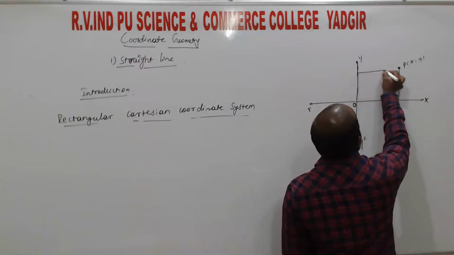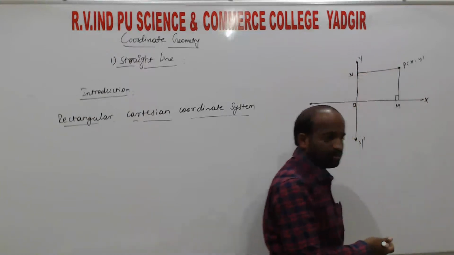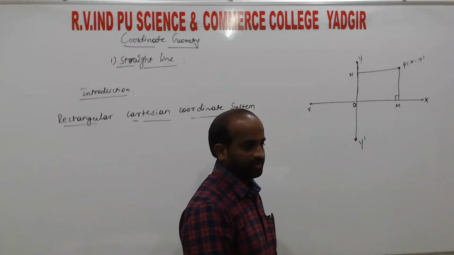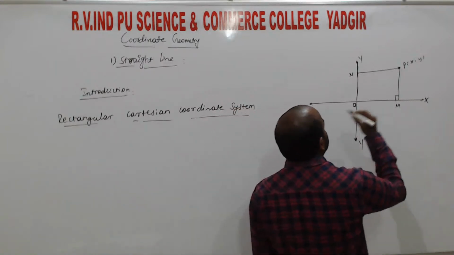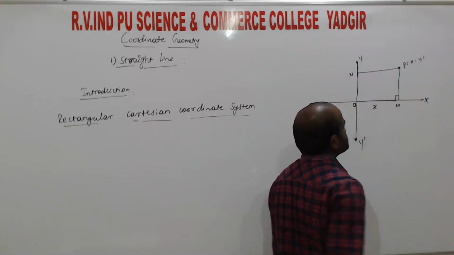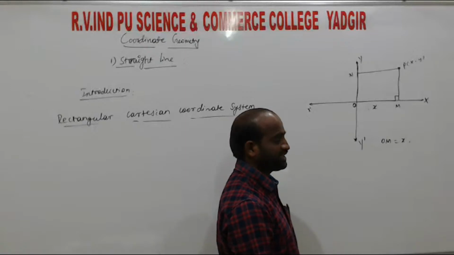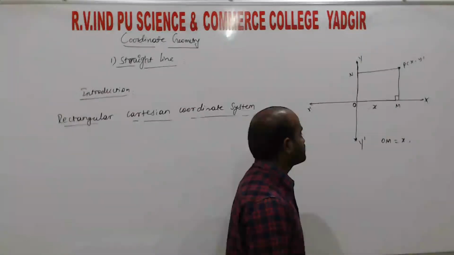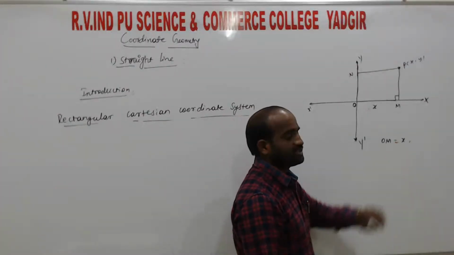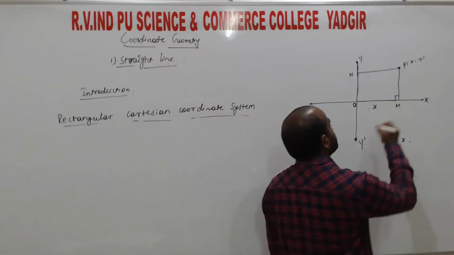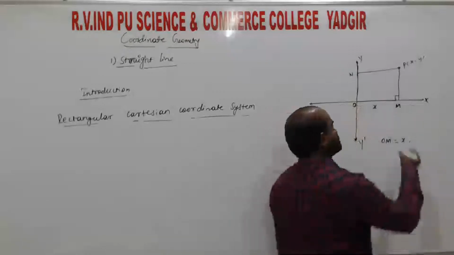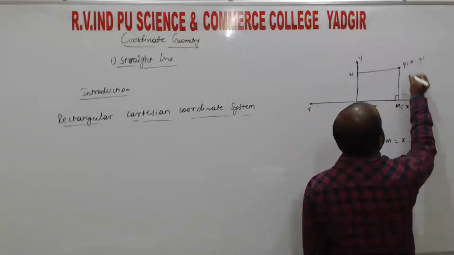Next we'll draw PM perpendicular to the x-axis. Again we'll draw PN perpendicular to the y-axis. You already know this; we studied it in an earlier class, in the 10th class coordinate plane. OM is equal to x. The point M is on the x-axis, so it is of the form x comma 0.